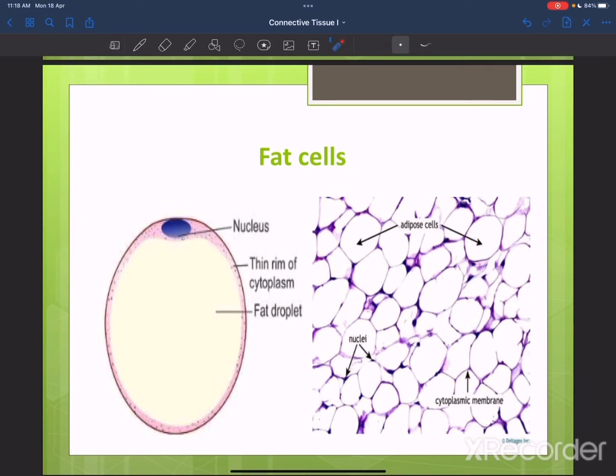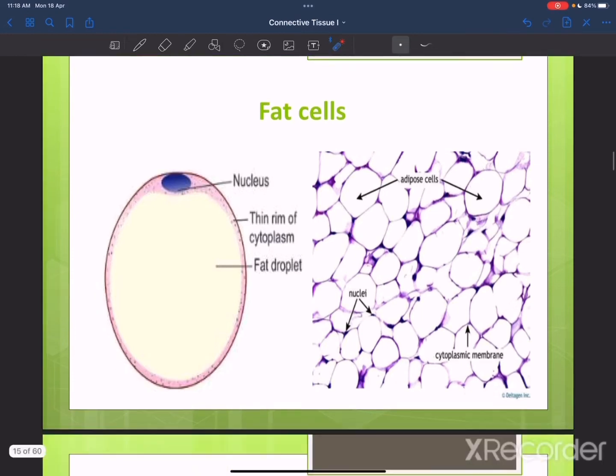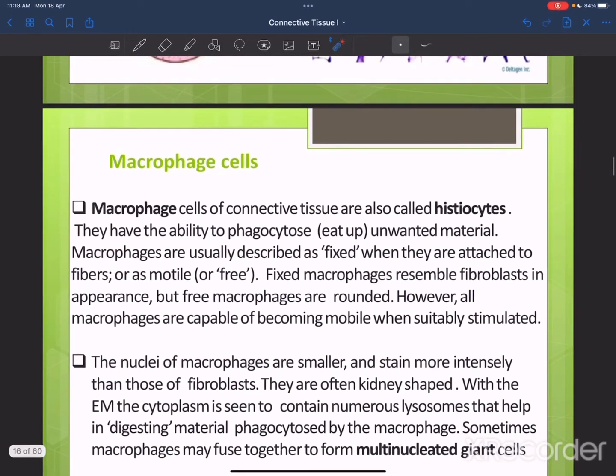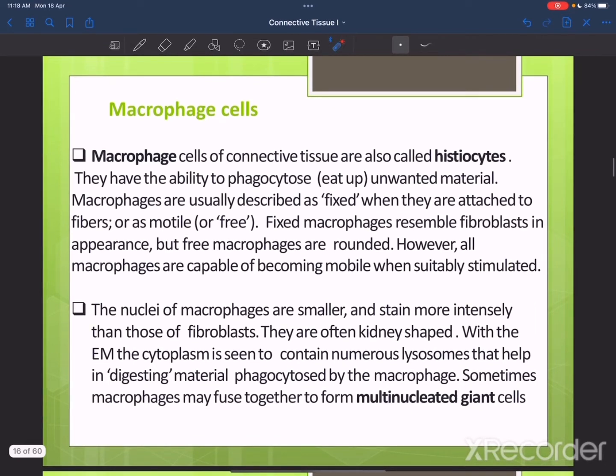Regarding the macrophage cell, these are the cells sometimes called histiocytes also. They have the ability to phagocytose, or eat up, unwanted material, cell debris, bacteria, whatever. Macrophages are usually described as fixed. But when they are in the circulation, they are called mobile or free.